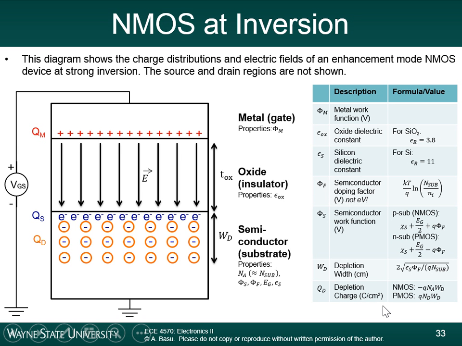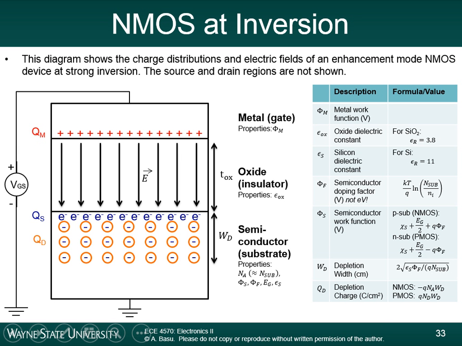A few other things. Let's define phi f. Phi f is the distance between EF and EI in the substrate. And as you know before, this is just equal to kT over q ln of NA over ni. So we've done these types of calculations before. But keep in mind that when you calculate this, this will give you a formula in terms of volts, not electron volts.